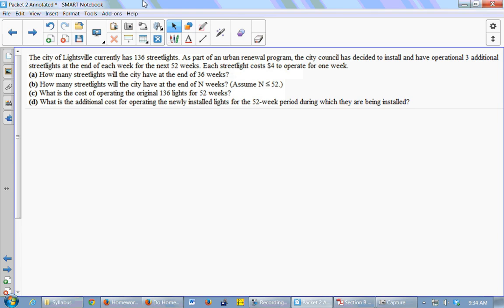Okay, so the city of Lightsville has 136 streetlights, and as part of an urban renewal program, and again, your numbers might be slightly different than the numbers I have here, but the method should be the same. As part of an urban renewal program, the city council has decided to install and have operational 3 additional streetlights at the end of each week for the next 52 weeks. Each streetlight costs $4 to operate for 1 week. How many streetlights will the city have at the end of 36 weeks?